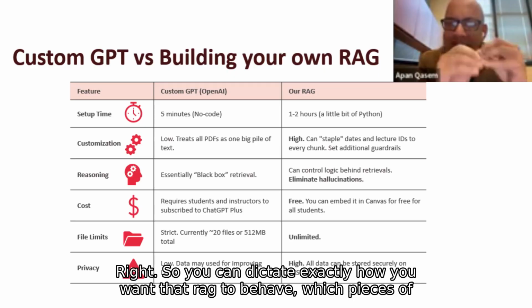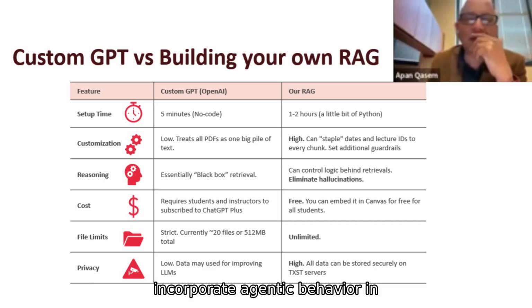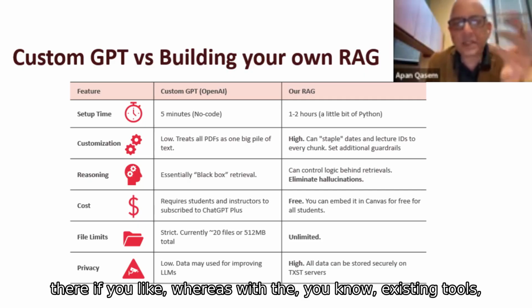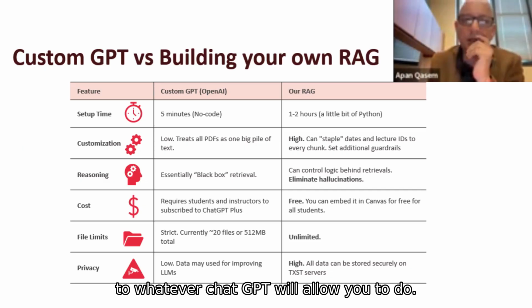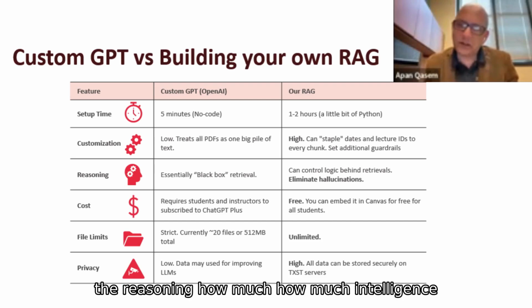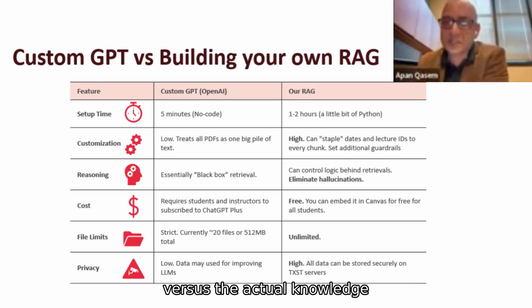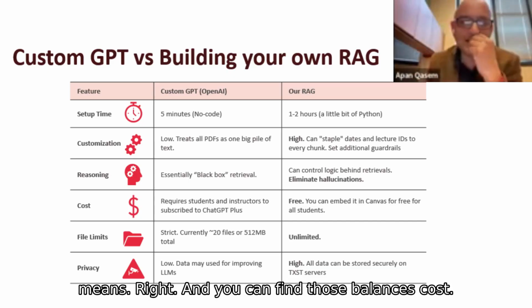You can dictate exactly how you want that RAG to behave, which pieces of information you want to select and not select, and also incorporate agentic behavior in there if you like. Whereas with the existing tools, you're kind of restricted to whatever ChatGPT will allow you to do, right? The reasoning: you can orchestrate how much intelligence you want the AI to glean from your RAG database versus the actual knowledge base, and you can find those balances.